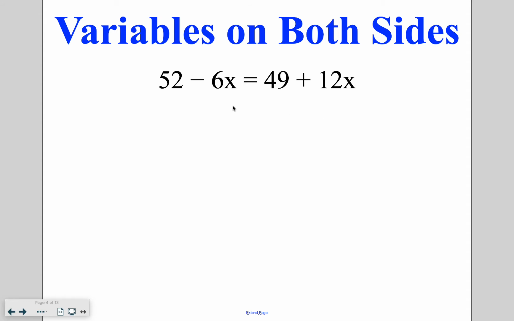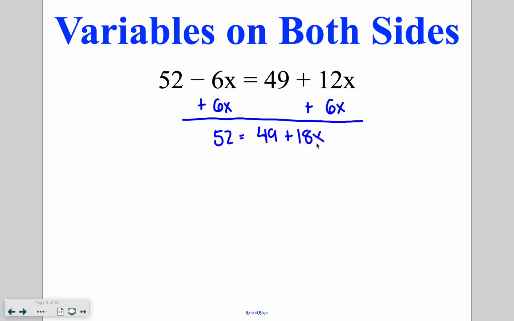So I'm going to start by moving my variables from one side to the other. I want to try and keep my coefficients positive. Right now, that negative 6 is in front of my x. So I'm going to move that to the other side of my equation to make it a positive 6x to start. So I've got 52 is equal to 49 plus 18x.